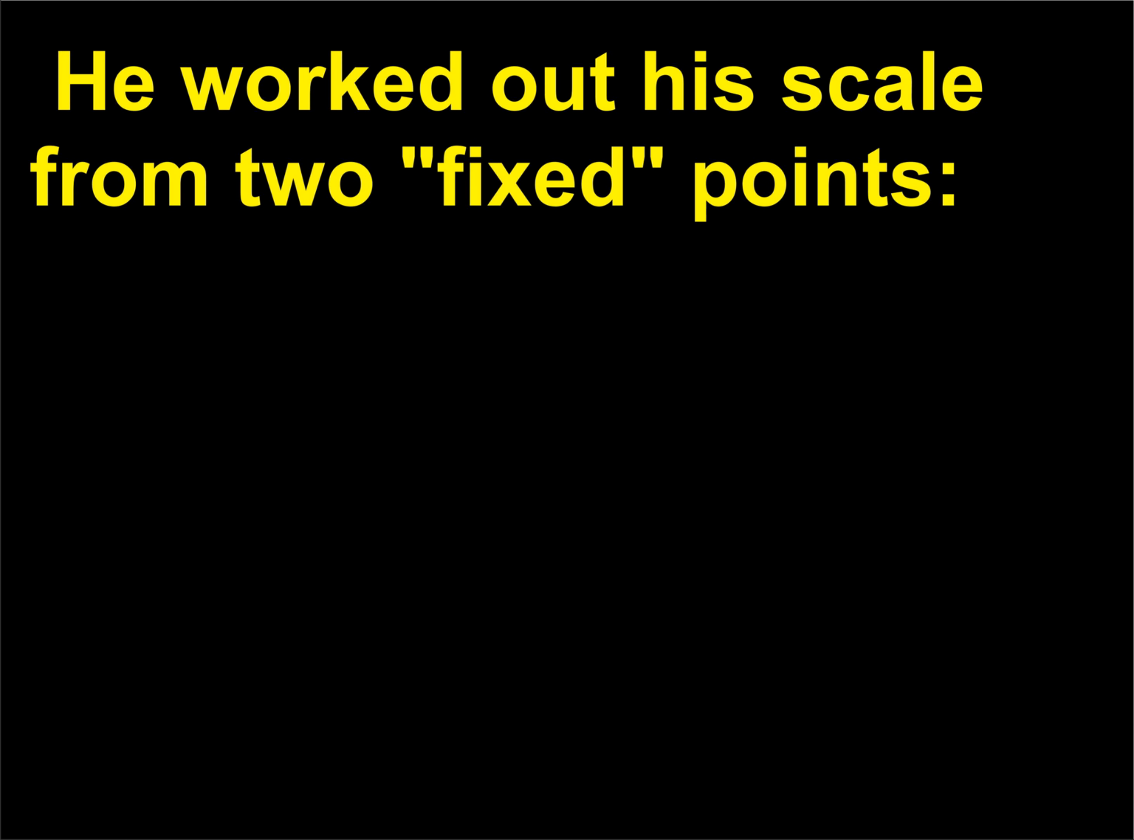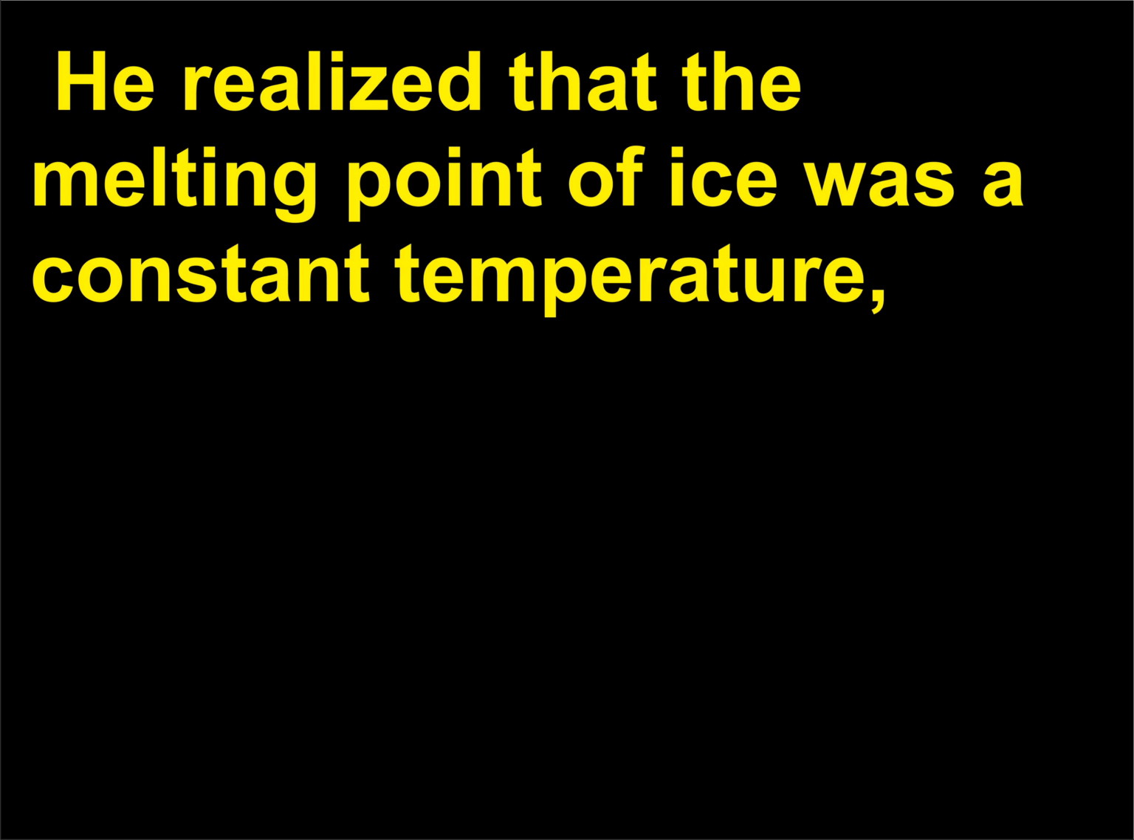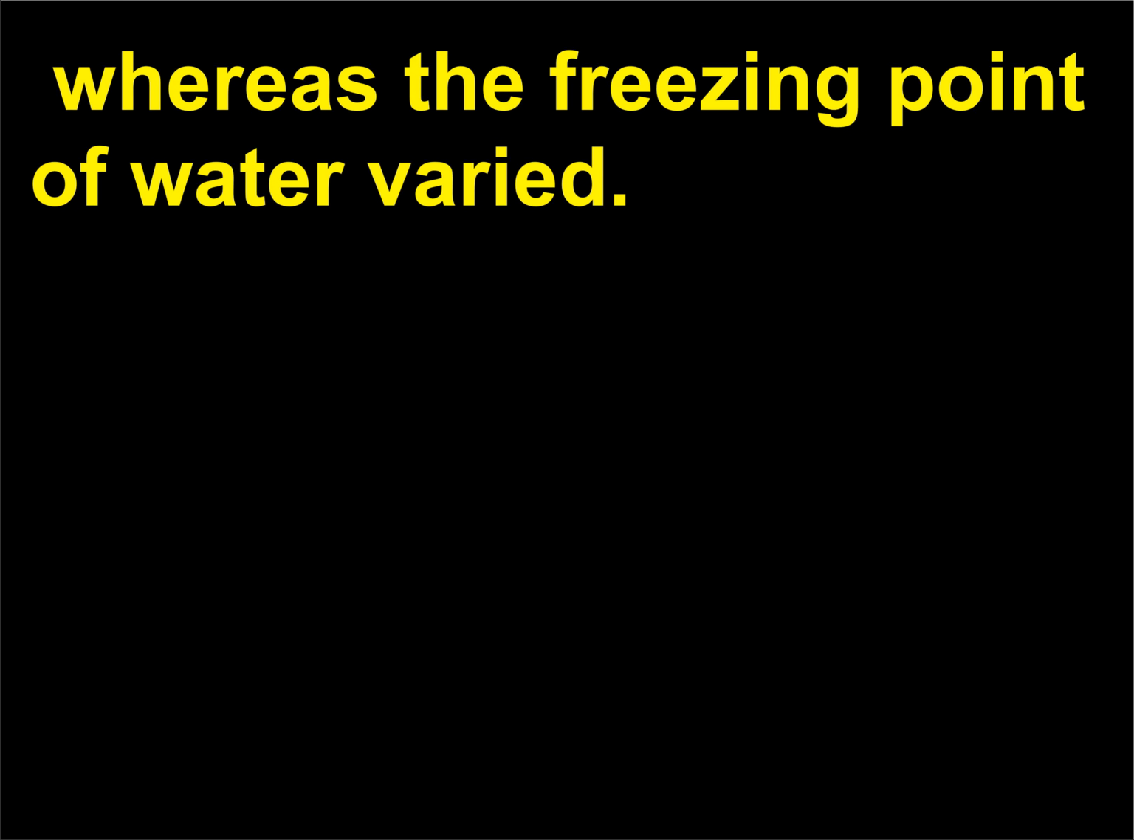He worked out his scale from two fixed points: the melting point of ice and the heat of the healthy human body. He realized that the melting point of ice was a constant temperature, whereas the freezing point of water varied.